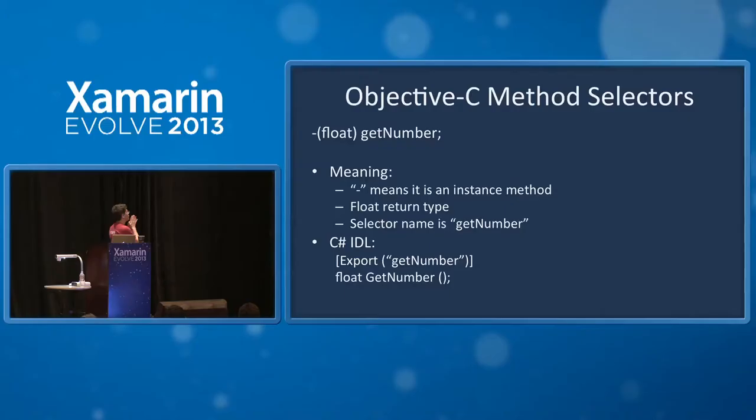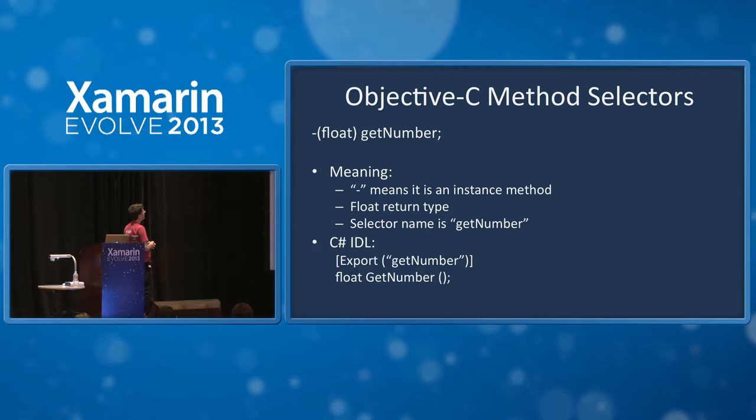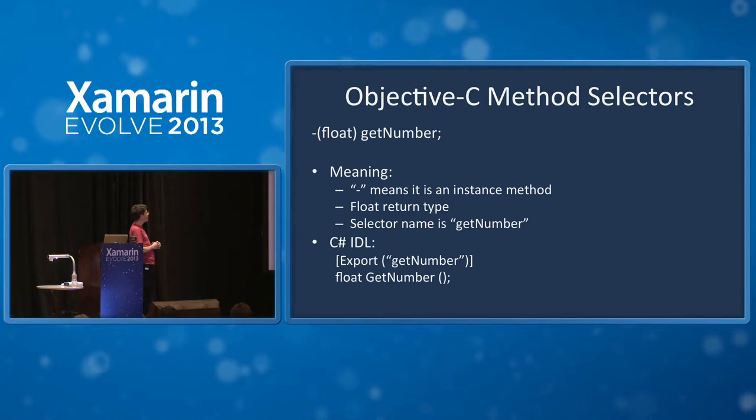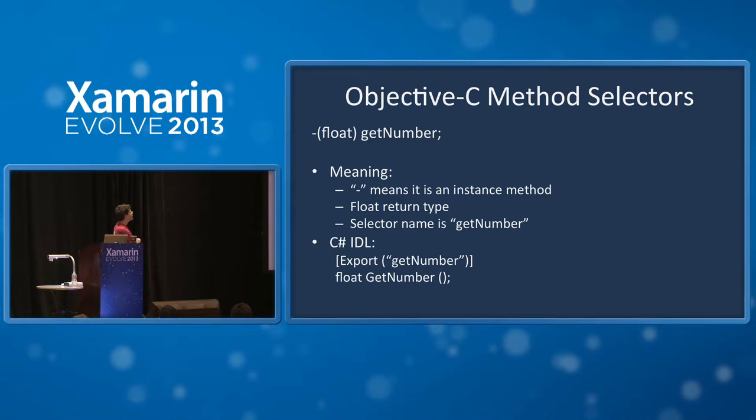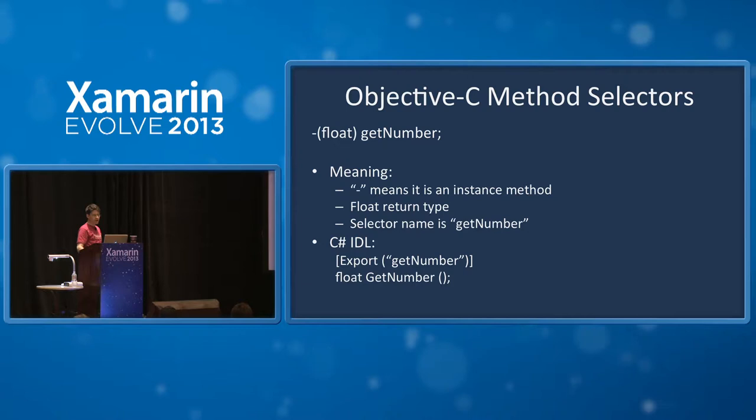OK. So let's look at an Objective-C selector, right? This is a selector. We already saw that the minus meant instance and plus meant static. Then in parentheses, it contains a return type. Then it contains a selector name and a semicolon. So this is a very, very simple one. And this is how you bind it. You just say get number. That's it.